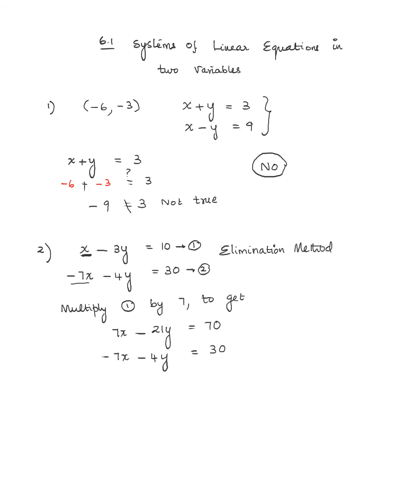Now, this is called the elimination method or addition method, so we can add them together to eliminate these two. So we get -25y equal to 100. Now get the y by itself. So we're going to divide both sides by -25. So we get y equals -4.